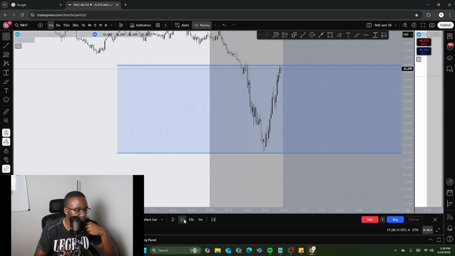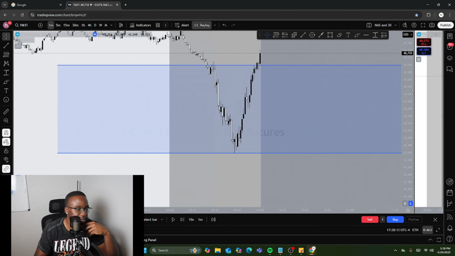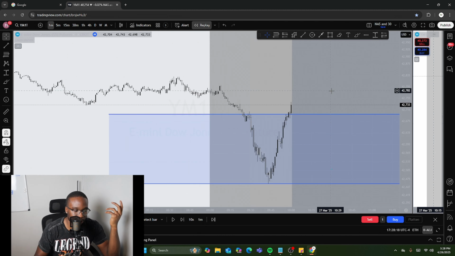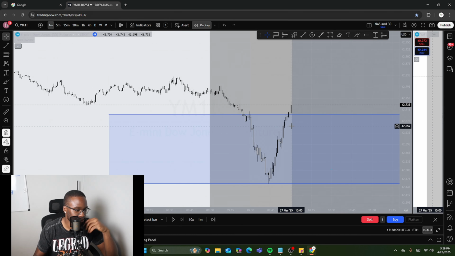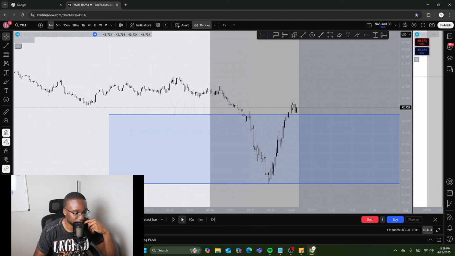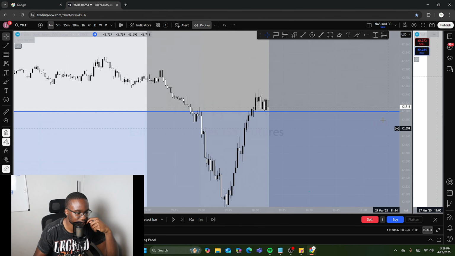So boom, price now has exited the box. Let's just call it the $1 million box. Price has exited the $1 million box. Now we're going to wait for price to come back into the $1 million box. Let's see if it does. All right, it tapped back into the $1 million box.